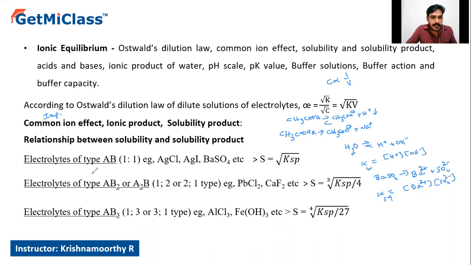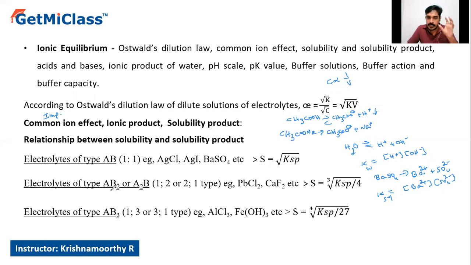We have different types of electrolytes. Electrolytes of type AB, means the cation to anion ratio should be 1:1. Examples: AgCl, AgI, NaCl, NaI, etc. You can give a number of examples. In such a case, you can find out solubility. The notation for solubility is always S, S equal to square root of K sp.